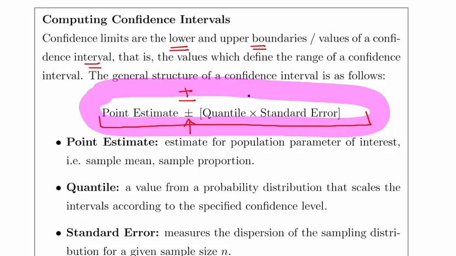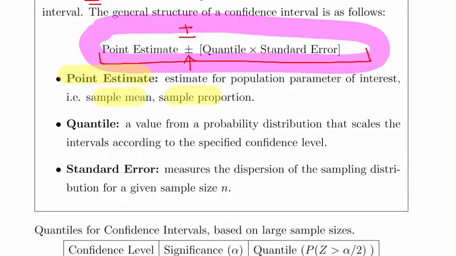So the component parts are the point estimate, which is either a sample mean or sample proportion. Quantile, which is a number that scales the confidence interval according to the required confidence level. In this case, if it's 95%, there's a particular number that you would use as a quantile, depending if it's a large sample or a small sample. And a standard error, which measures the dispersion of the sampling distribution for a given sample size n.